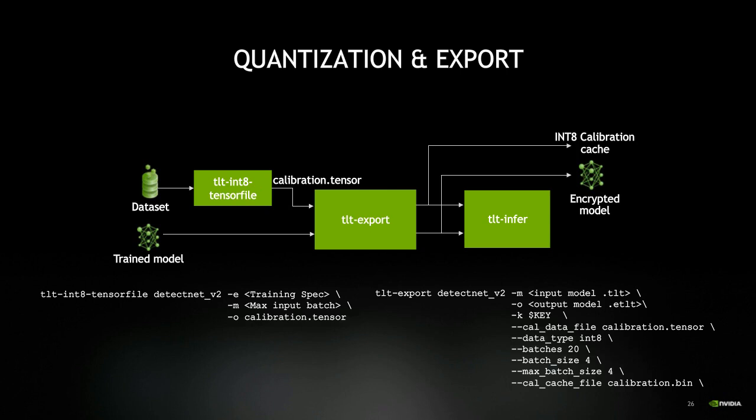To calibrate, start with the TLT int8 tensor file command to generate a calibration tensor. The calibration tensor file is a binary file that contains pre-processed training samples which can be used to calibrate the model. The input to the TLT int8 tensor file command is a dataset or samples that you want to calibrate on. Once you obtain this tensor file, feed it directly to TLT export. The TLT export command will export an encrypted TLT model and an INT8 calibration cache. The calibration step is optional and is only required if you want to run inference at INT8.